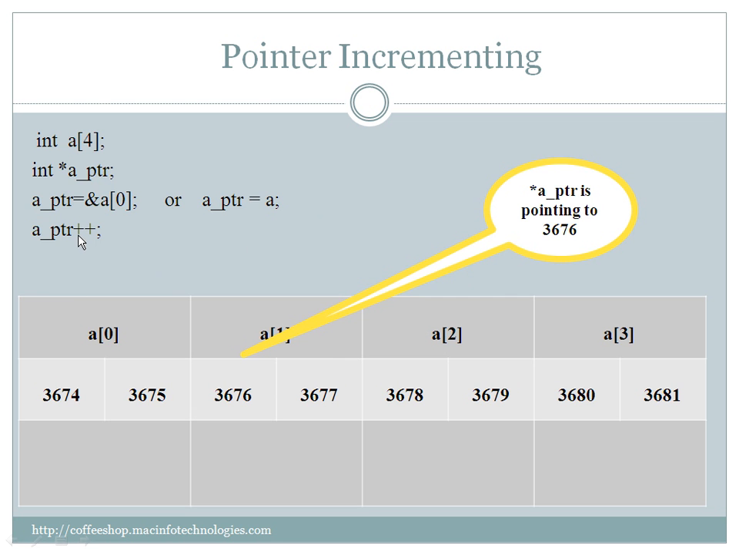So this way, if I say a plus plus 1 time, it will point to here. If I say 2 times, from here 3674 to 3678, 2 locations will be incremented, and it will contain 3678. So it will point to the next and the next memory location. So this way, whenever we increment a pointer, it will not increment by 1, it will actually increment to the next memory location depending on the type of the variable.